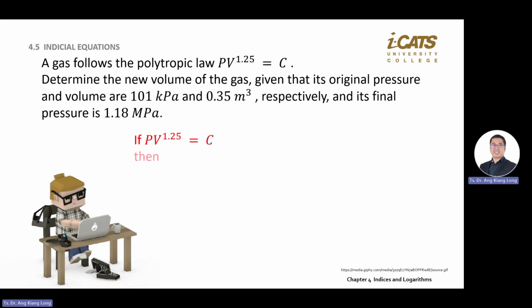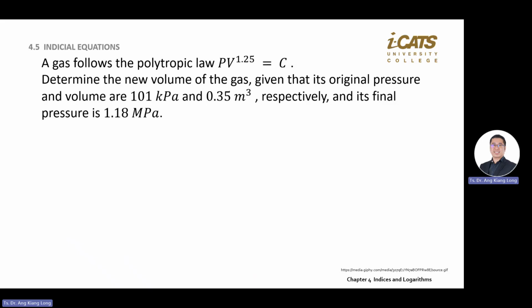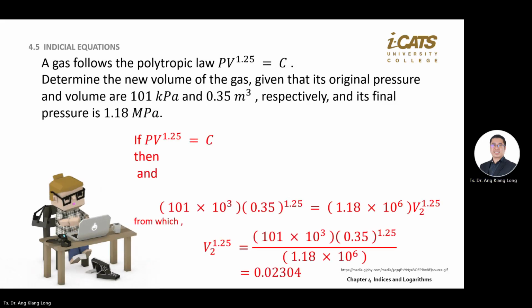This one actually, when you see equal to constant, the next step is P1V1. Sorry, something is missing in this one. So what you see here is, the next step you write P1 V1^1.25 equal to constant, because it is constant, so it will be the same as P2 V2^1.25.